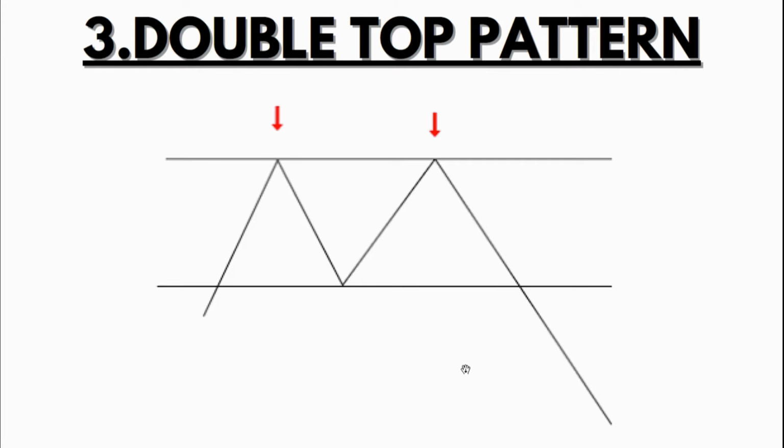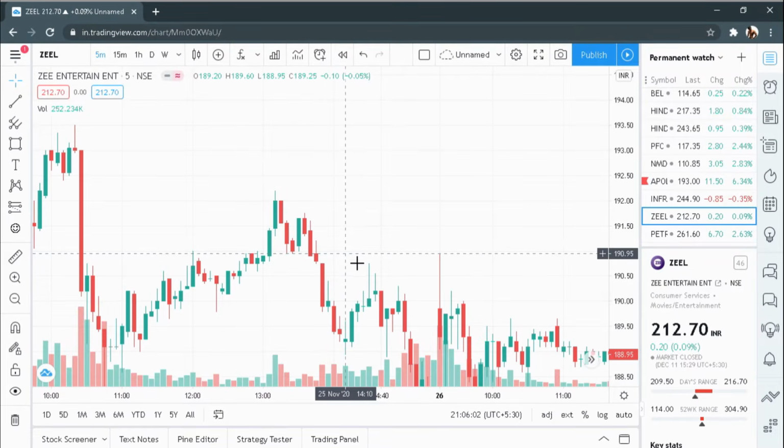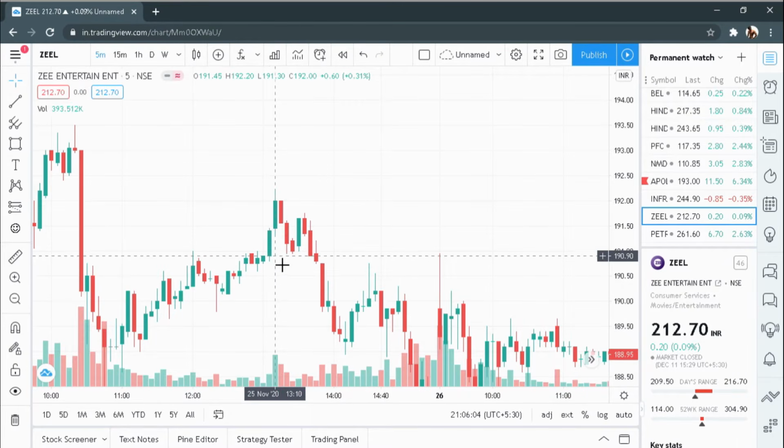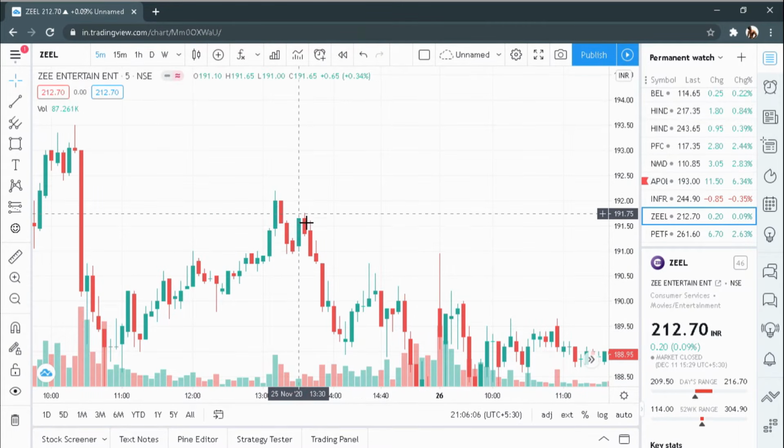The logic is very simple, but this pattern is one of the most powerful patterns, and it is very commonly available on the chart. If you learn this pattern and master it, you will definitely become profitable. Now let us take a look at a real life example and discuss the entry, exit and stop loss points. Over here we have a real life example of the double top pattern. You can see one top is formed and then the second top is formed.